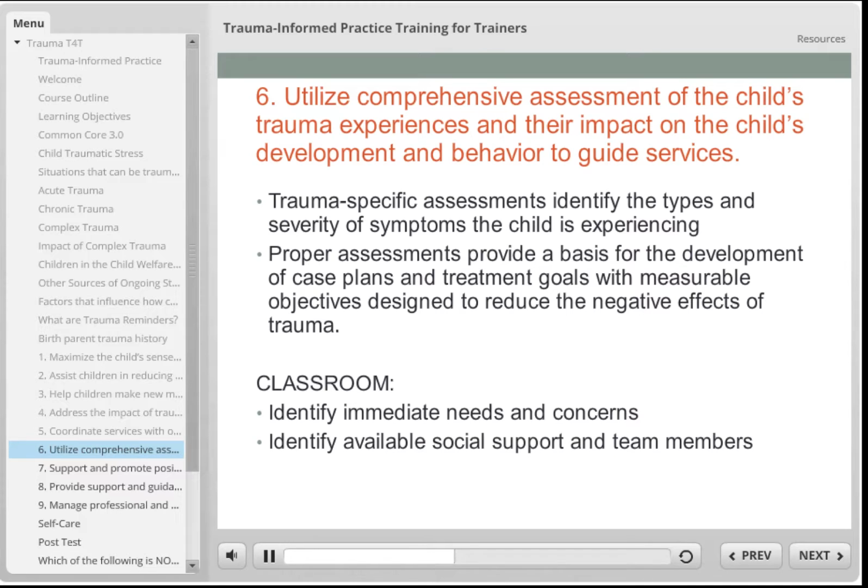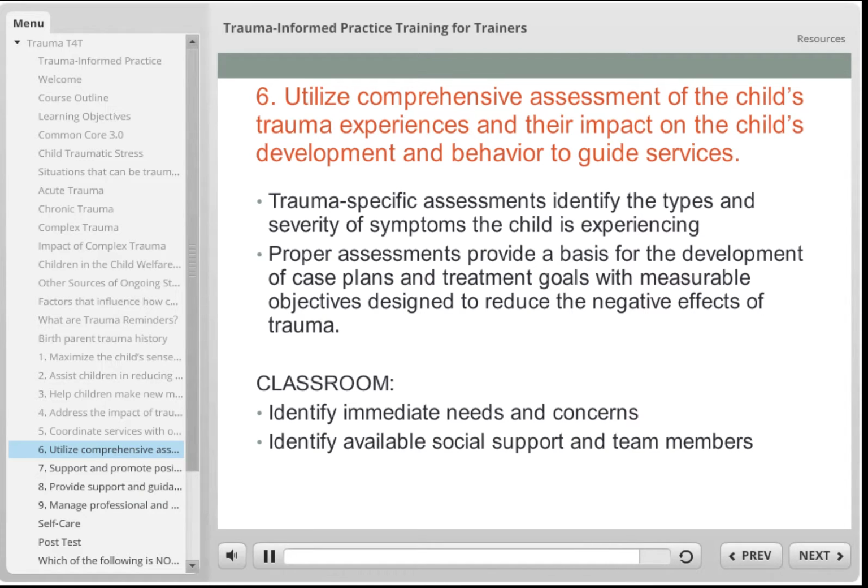A thorough assessment helps to determine the type and severity of the symptoms, as well as determines possible interventions. Proper assessment provides a basis for the development of treatment goals and measurable objectives designed to reduce the negative effects of trauma. Some ways that this can be highlighted in the classroom include helping social workers to speak in behaviorally specific language and identify safety threats or harm in addition to complicating factors. Utilizing assessment tools such as safety mapping to gather and sort important information.